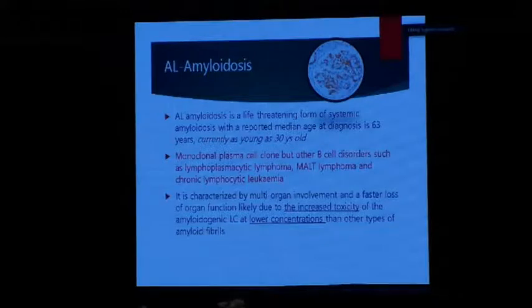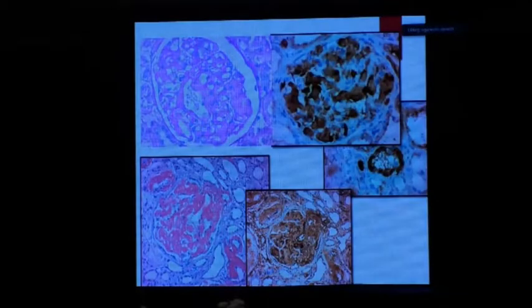It is a rapidly progressive disease because, as Tamer has mentioned, these amyloidogenic light chains have increased toxicity compared to other types of amyloidosis, even at lower concentrations when compared with other types of amyloid fibrils. So this is a disease with a poor prognosis and progressive organ damage.